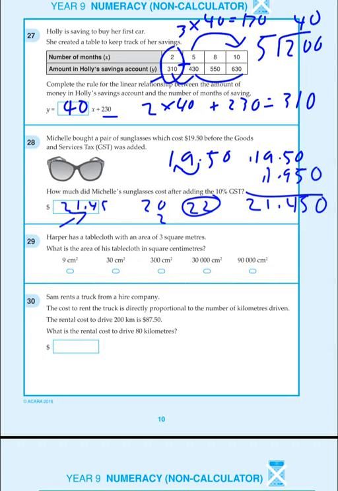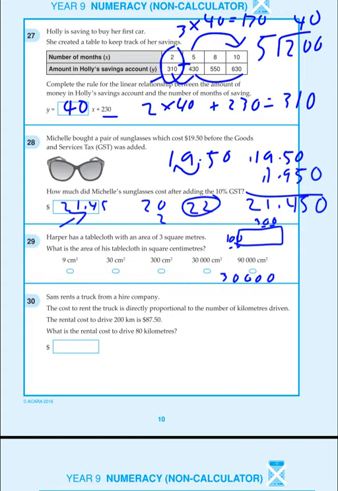29. Harper has a tablecloth with an area of 3 square meters. What is the area of his tablecloth in square centimeters? So for it to be 3 square meters, that can be something like 3 meters by 1 meter. But if we want it in centimeters, that'll be 100 times by 300. And now you've got to incorporate all of those zeros. So 300 times 100, you've got 1 0 there, 1 0 there, 1 0 there, 1 0 there. So we need to use all those zeros.